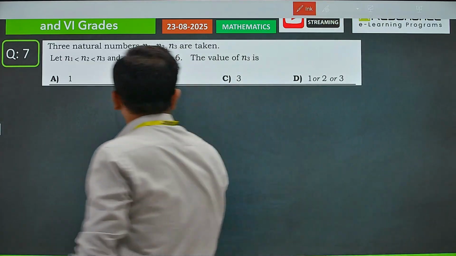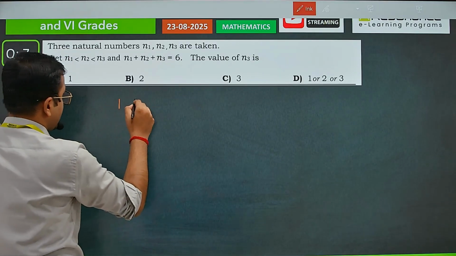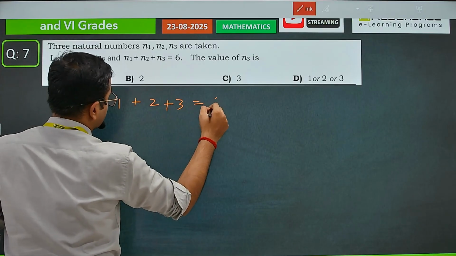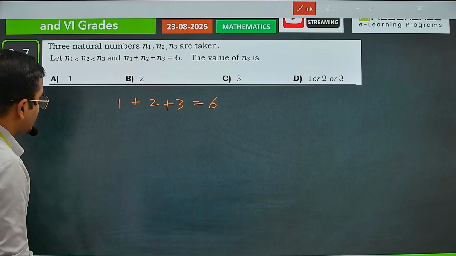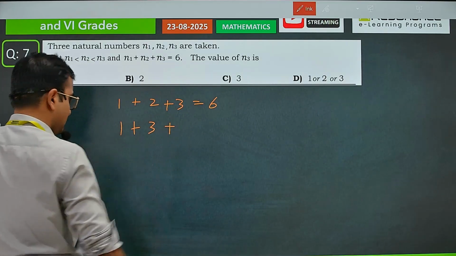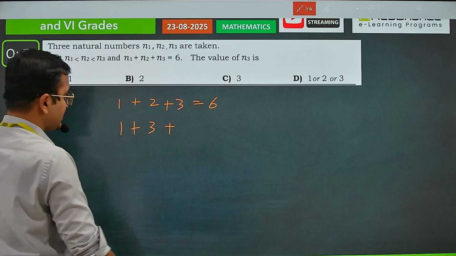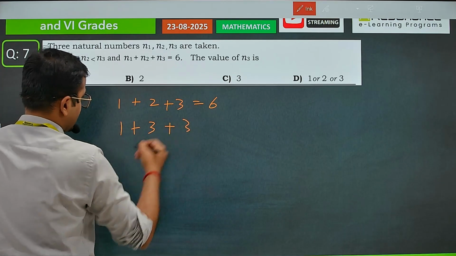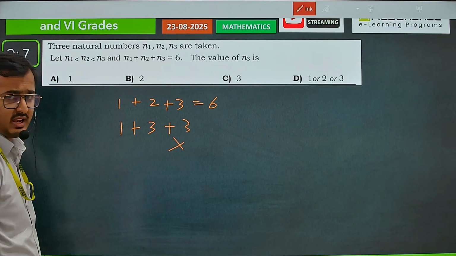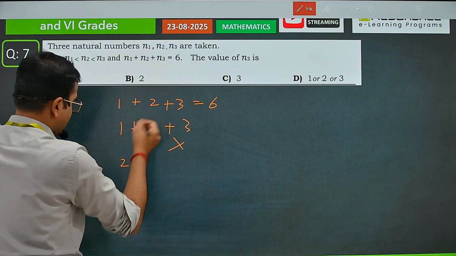Okay, so that's n1, n2, n3, all those are natural numbers. So one set of values would be 1 plus 2 plus 3, which is equal to 6. Okay, now if you are thinking that we will take some other values, sure, why not, take it. Okay, 1 plus 3 you are taking, which satisfies the condition that n1 is less than n2. But the moment you take the next value 3 plus 3, this becomes 3, which doesn't satisfy our condition.